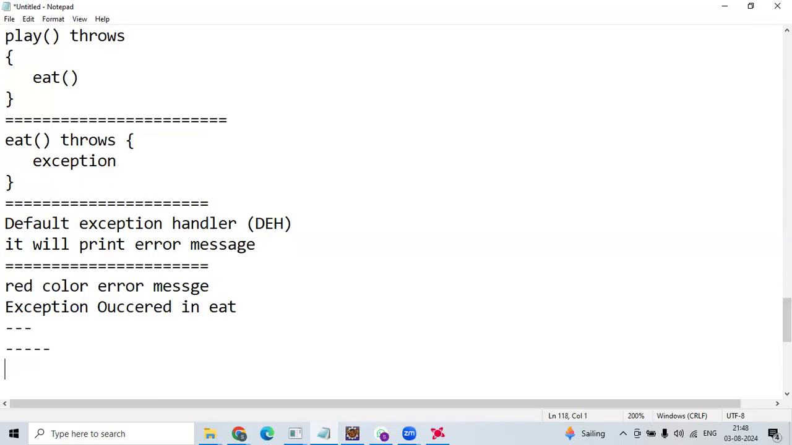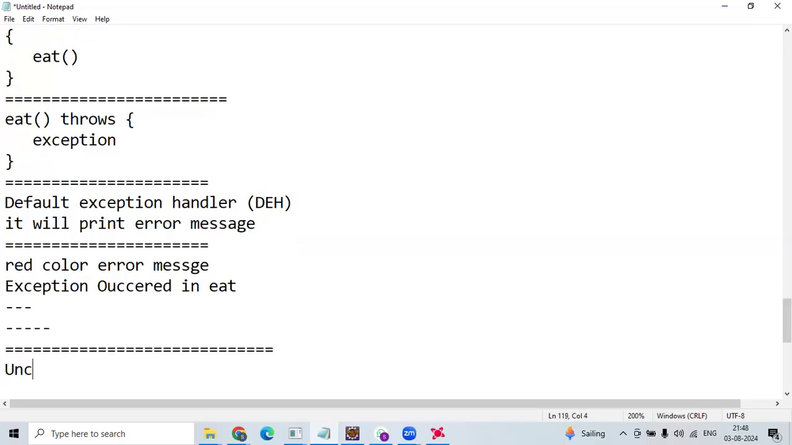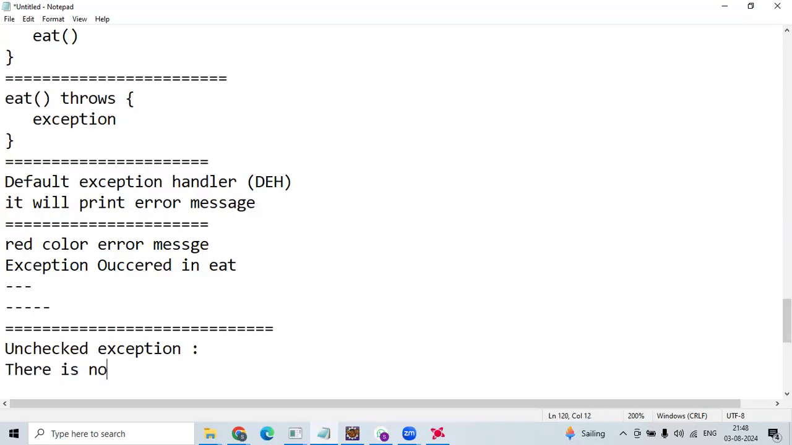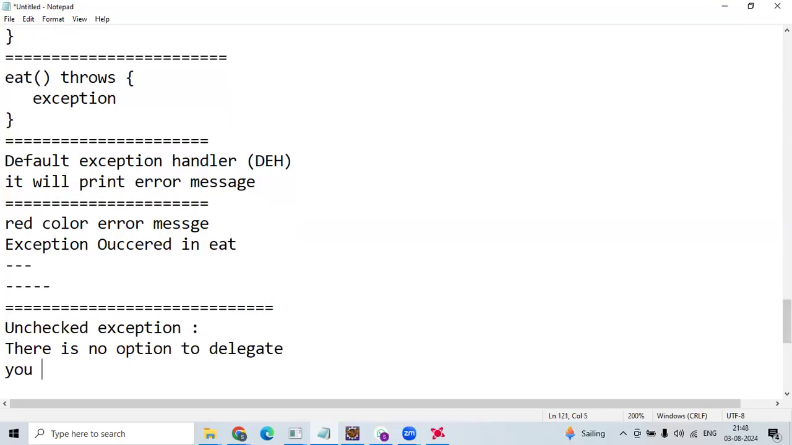Or if it is an unchecked exception, then obviously there is no option to delegate, right, guys? For an unchecked exception there is no option to delegate. There is only one way: you need to handle. Suppose you are not handling, then directly it will print an error message. Correct? So in this case also, the message will be printed by the default exception handler. Clear?